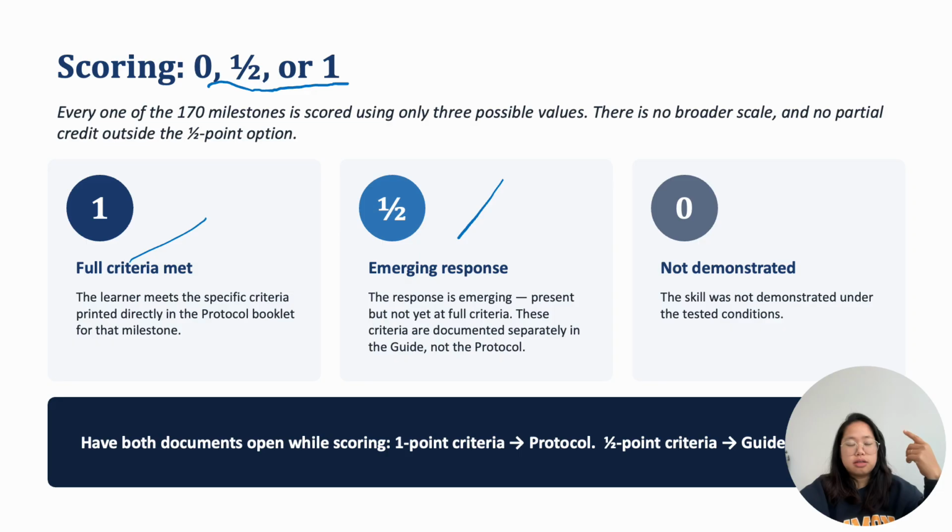And here's the detail that catches almost everyone off guard the first time: the criteria for what actually counts as a half point aren't in the protocol, they're in the guide. So you need to keep both books open while you're scoring, at least until the half point calls start feeling automatic. And a score of 0 means the skill didn't show up under the conditions you tested.